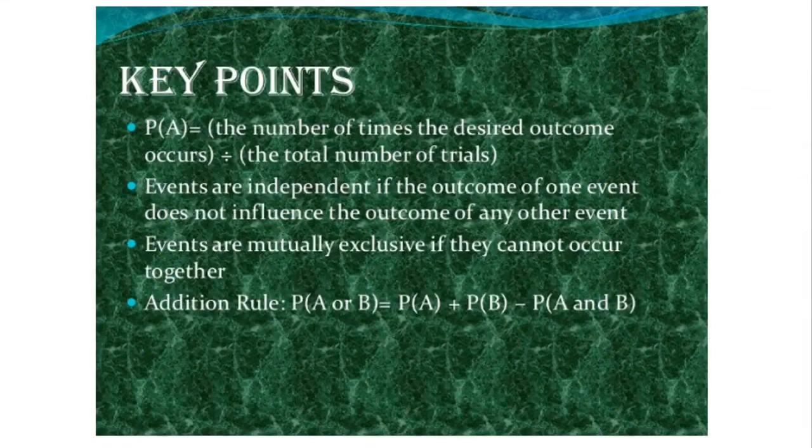And here we have some key points. P of A means the probability of an event A: the number of times the desired outcome occurs divided by the total number of trials. Now the addition rule. The addition rule will be discussed in +1, +2 or intermediate. P of A or B means P of A plus P of B minus P of A and B, where P of A and B means the common outcomes of A and B.